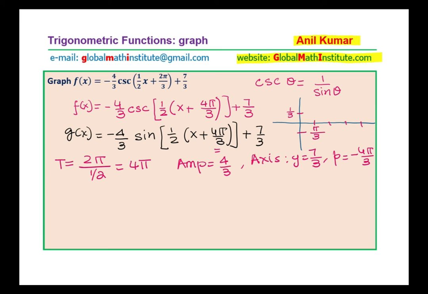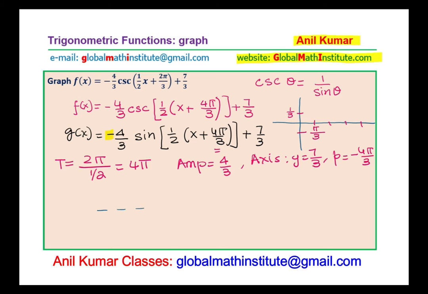Correct? Making sense. Now, also note that there is a reflection on the axis. So the sine graph will basically be going downwards, right? Let me give you a rough sketch of the sine graph. How should it look?